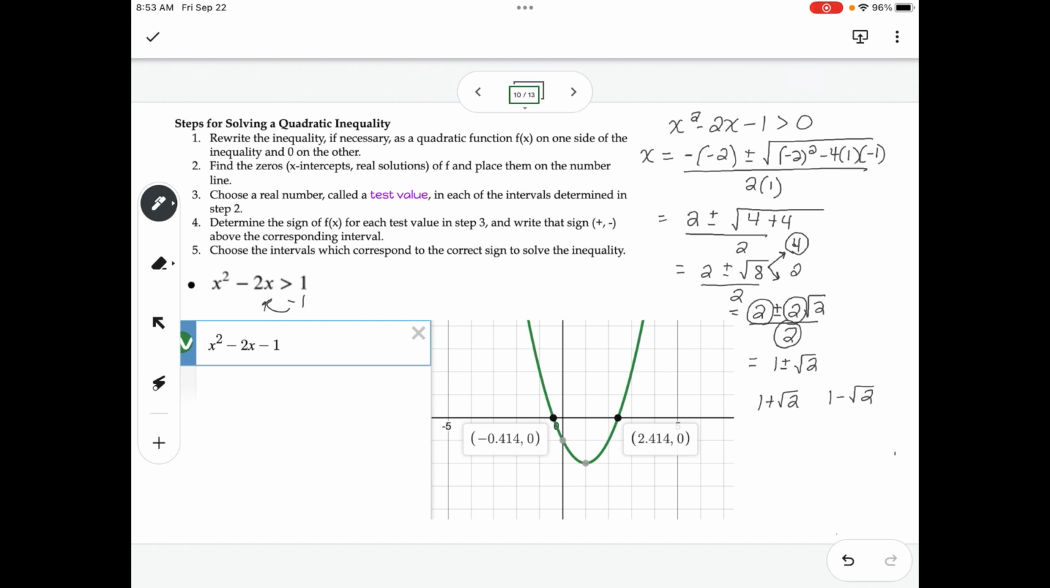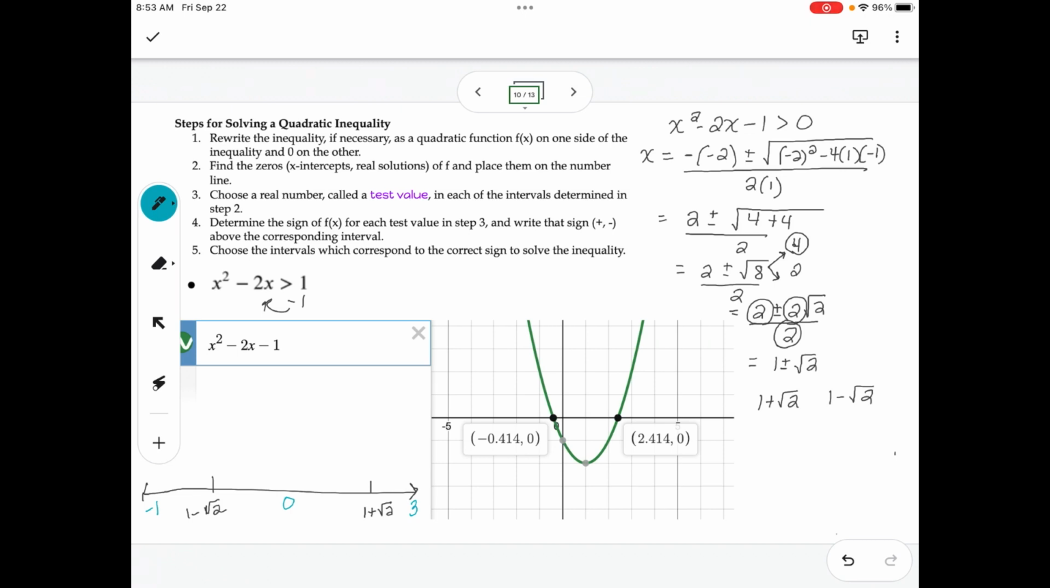So when I think about my number line here, we're going to have 1 plus the square root of 2 on the right, 1 minus the square root of 2 on the left. So I need some test points. Let's see here, 0 would be a good one. Negative 1 would be easy to substitute in. And then on the right-hand side, perhaps, well, I know it's 2.4, so like 3. These are nice whole numbers that we can substitute into the equation.